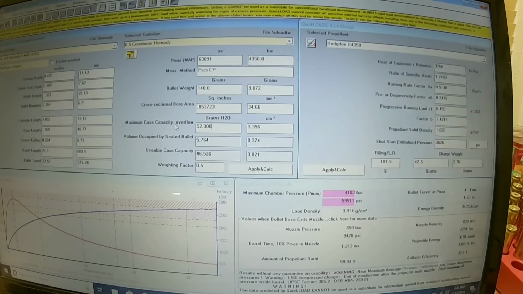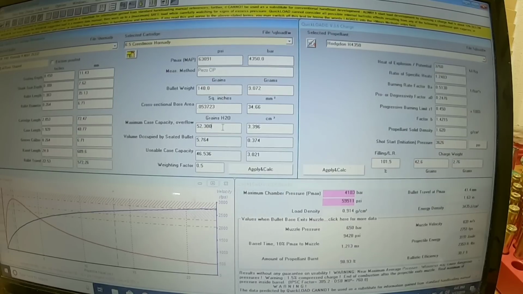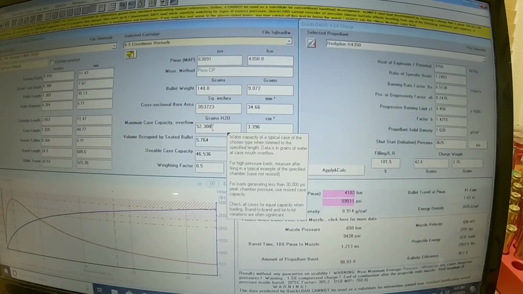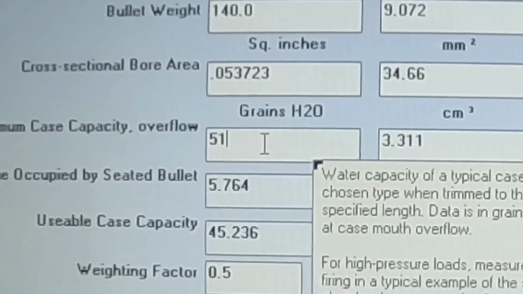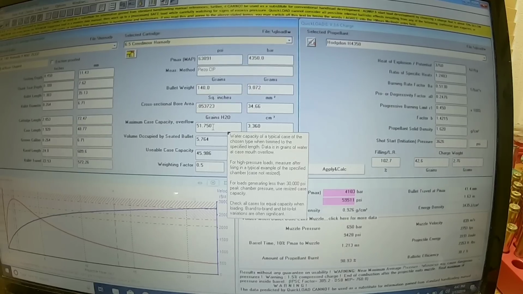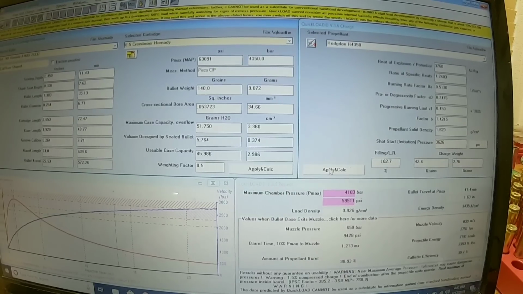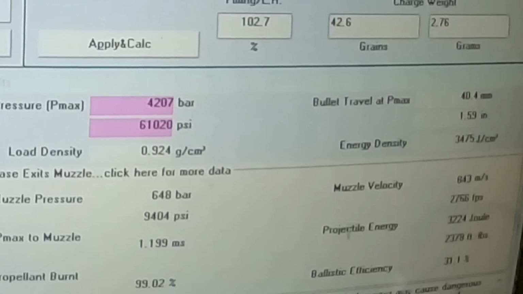So we know that when we bump the shoulders back, we affect this case volume, right? So we know currently this is calculating 2751. If we were to bump the shoulder back 6 thousandths, that will give us roughly a case volume of 51.75. That's what I'm going to name it. Let's see what that does as far as pressures and velocity. Now it jumped up to 2766.